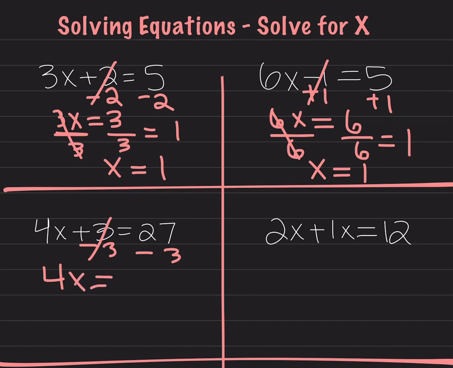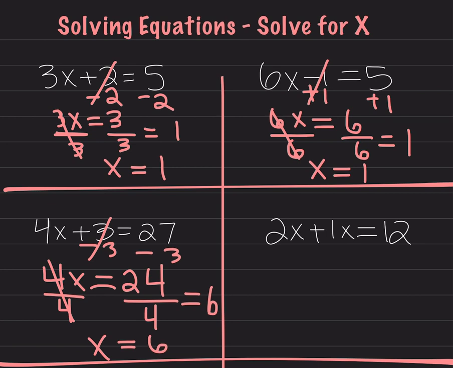And then all I have left to do is get the x alone. So I can just divide by 4 on both sides. This crosses the 4's out, and now I'm just left with x equals 24 divided by 4, which is 6. So x equals 6.